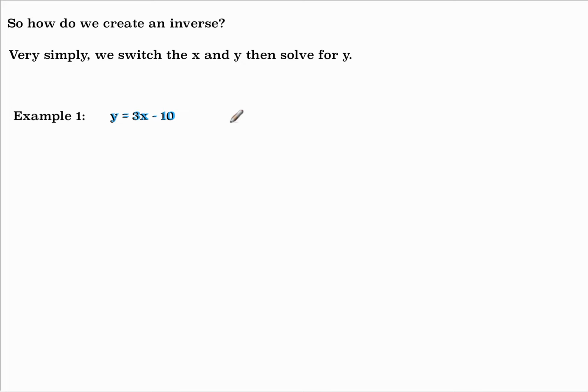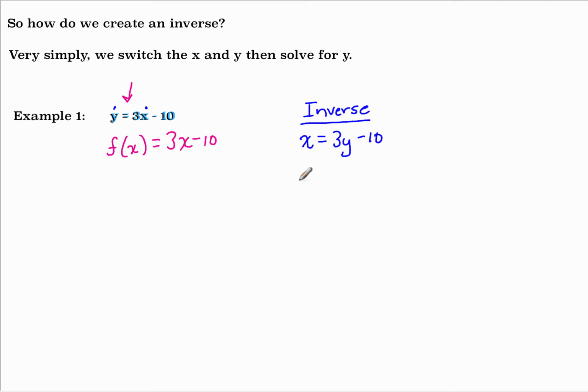So I'm giving you this function. If I was to write this in function notation, it would look something like this. If I want to switch x and y, all right, so I would come over here and let's do the inverse in blue. X equals 3y minus 10. See, that's exactly what I did. Instead of where there's an x, I write a y. Instead of where there's a y, I write an x. Now I can solve that for y because all functions are solved for y because x is the independent variable.